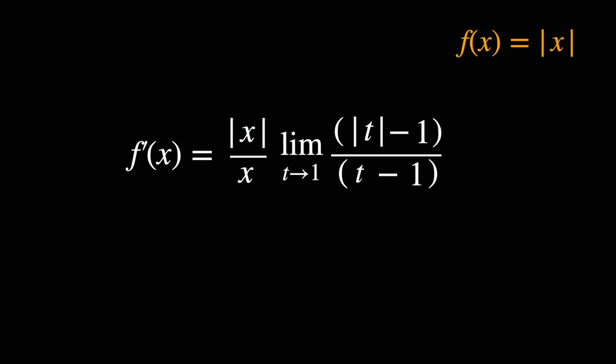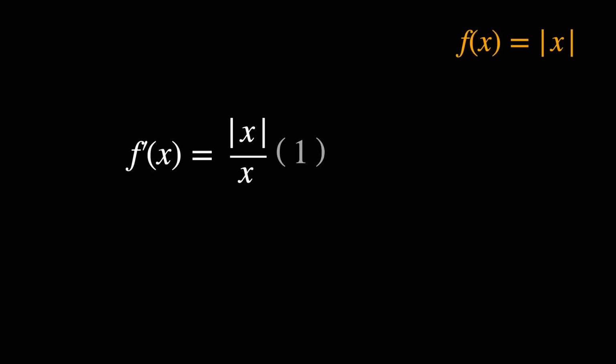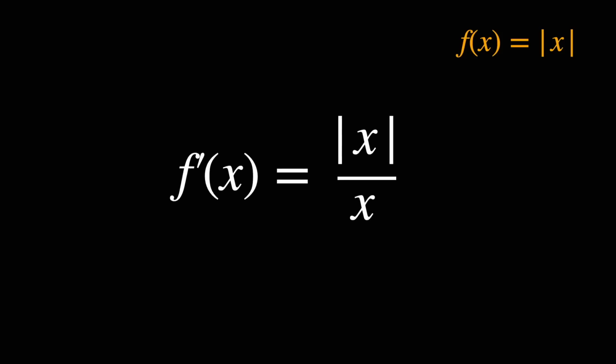Now, a key insight is that as t approaches 1, t has to get positive. So we can assume that t is greater than 0, which means that the absolute value of t is equal to t. Subbing that expression in, the limit becomes really easy. I just cancel a factor, and we get a value of 1, which means our derivative is absolute value of x over x. Think about what we just did. We took the derivative of absolute value of x algebraically and got a closed form solution without ever having to use the piecewise definition. I've never seen that before prior to using this definition of the derivative.